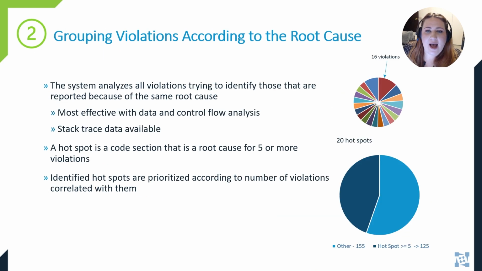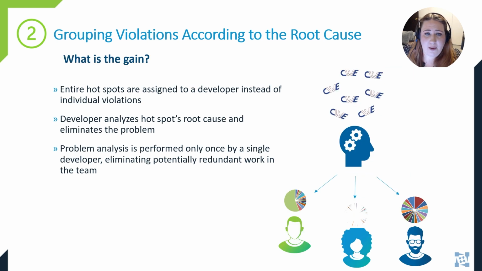The next AI optimization we offer is helping users to group violations according to root cause analysis. DTP's AI performs a root cause analysis to identify where there are common problems across the code. You see, in many cases, a common problem in the code can actually be associated with dozens or even hundreds of violations. Our AI detects them and groups them into what we call hotspots.